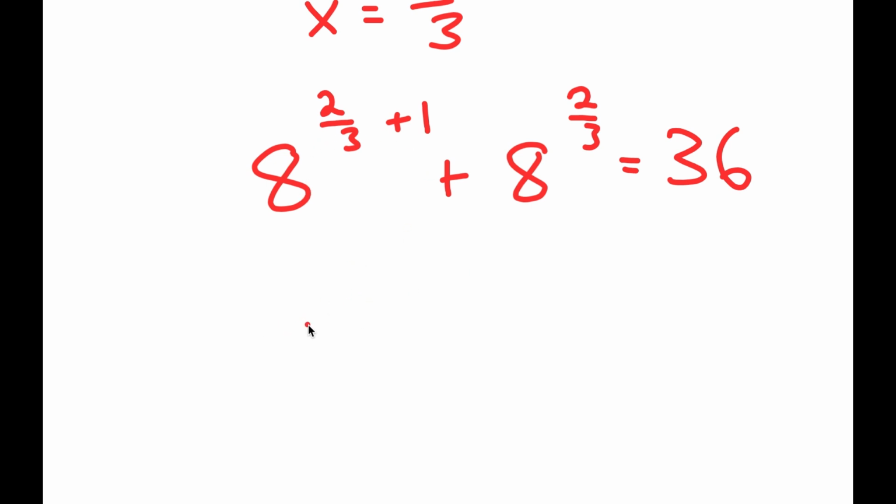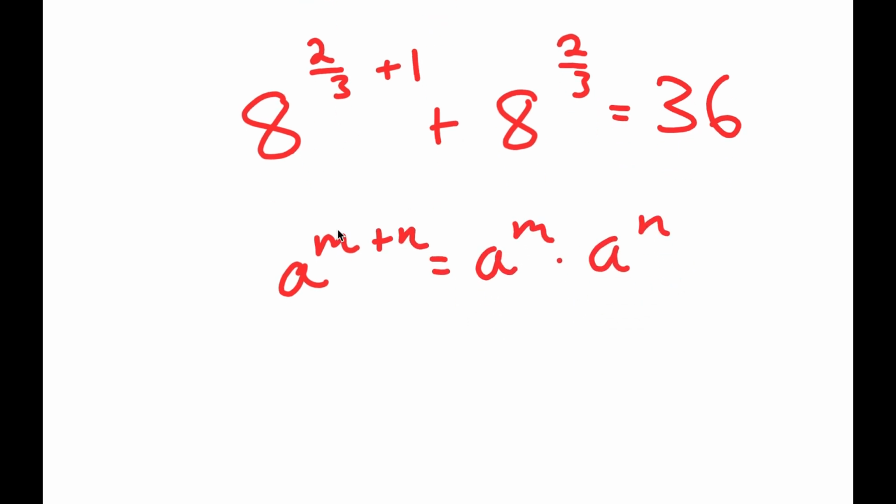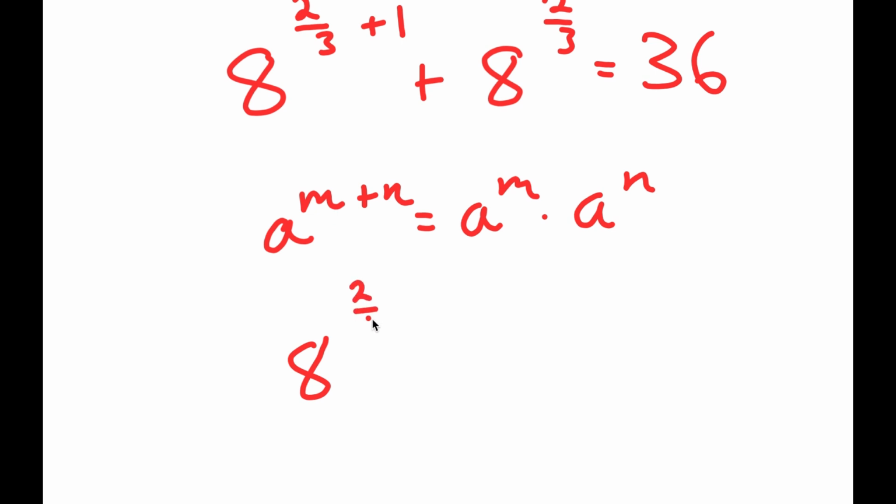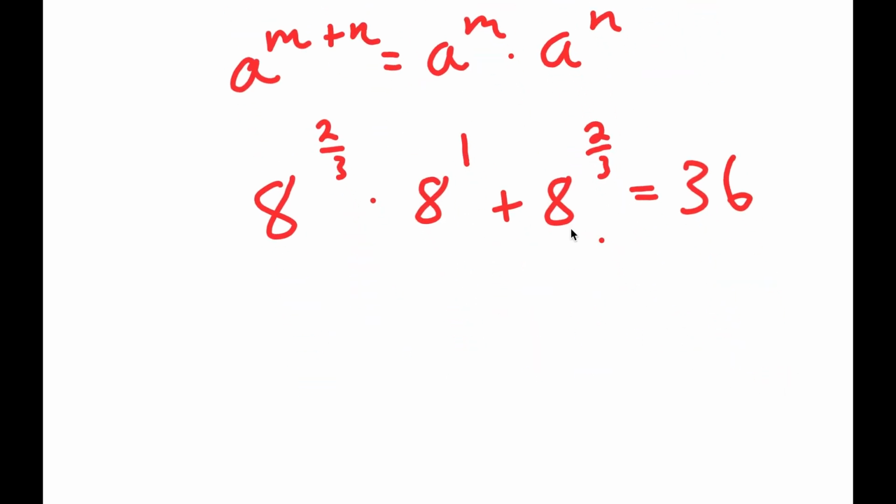Now 8 to the power of 2/3 plus 1. Remember, if I have something in the form a to the power of m plus n, this is equal to a to the power of m times a to the power of n. So this can equal a to the power of 2 over 3 times a to the power of 1. Now I have this plus a to the power of 2 over 3 is equal to 36. So a to the power of 2 over 3 is the same thing as the cube root of 8 squared. And instead of actually doing this, what I can do is rewrite 8 as 2 to the power of 3. So now I get 2 to the power of 3 to the power of 2 over 3.